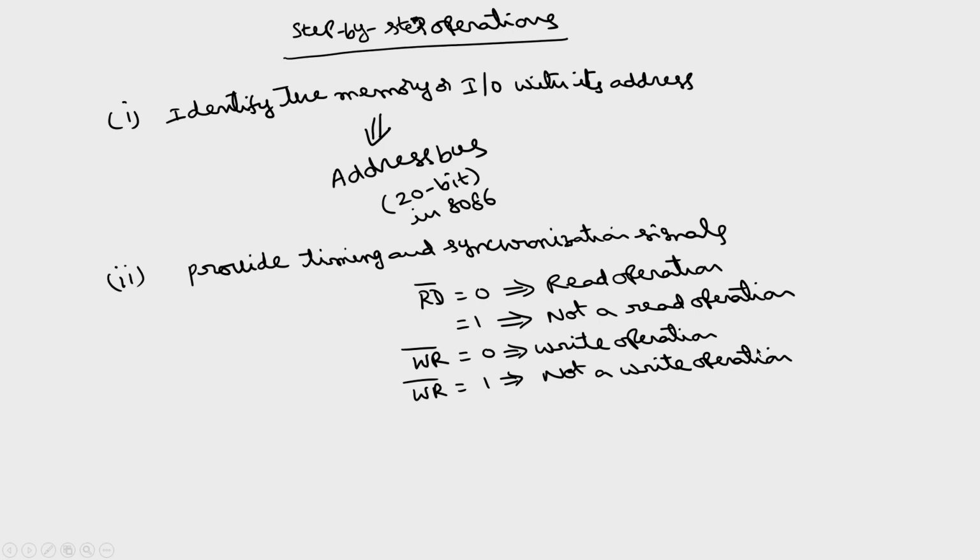Similarly, there is one more signal. We can perform read or write operation from either memory or I/O. So, how to distinguish between the memory and I/O? For that there is one control signal in 8086. I am discussing only 8086 signals here, but this procedure is common to any microprocessor. There is a signal called M by I O bar. If this is equal to 1, the operation refers to a memory operation. If this is equal to 0, it implies an I/O operation.